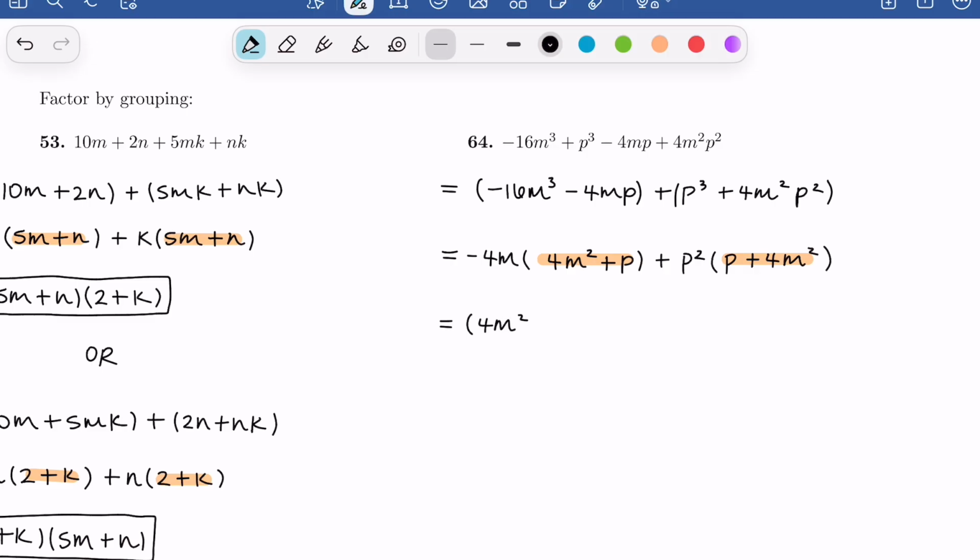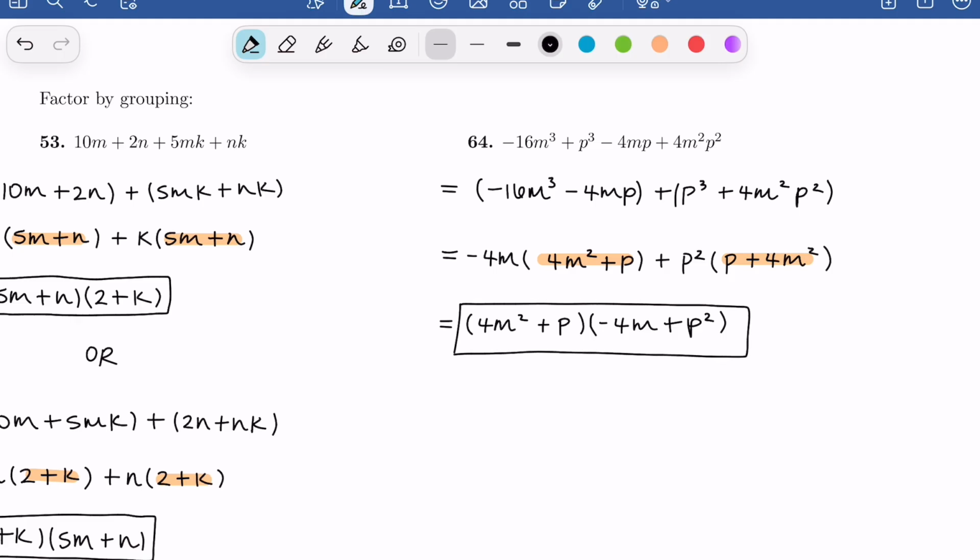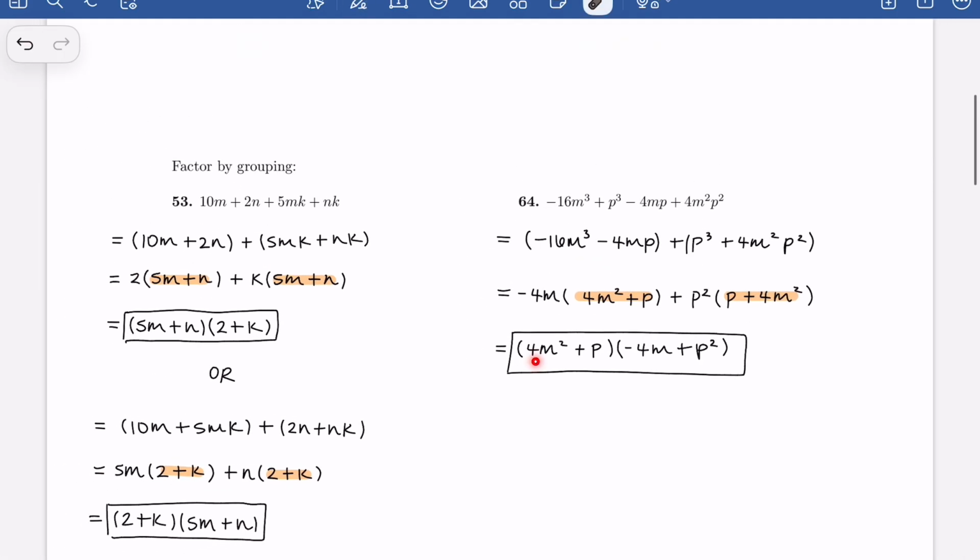So we're going to have 4m squared plus p, and then we're going to be left with minus 4m plus p squared. So this would be our final answer. And what we can do for both of these examples is FOIL and make sure that we end up with our original polynomial expressions.